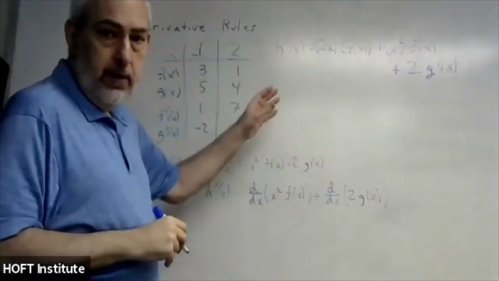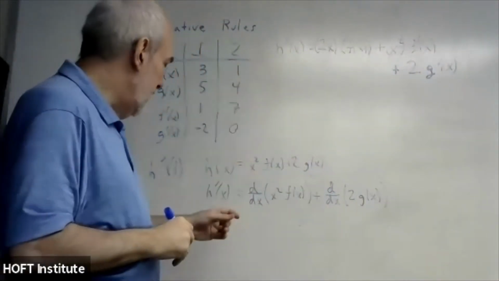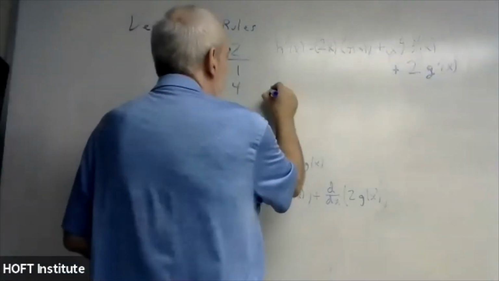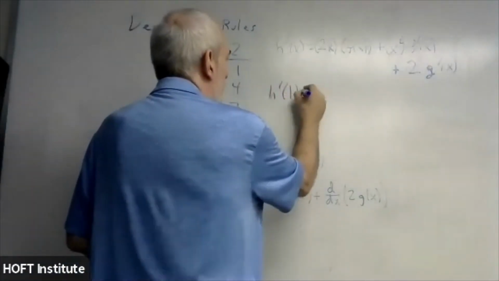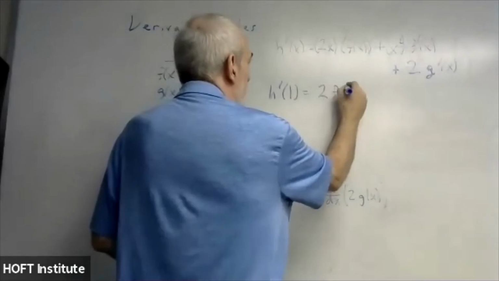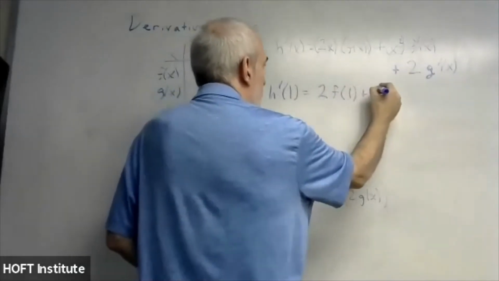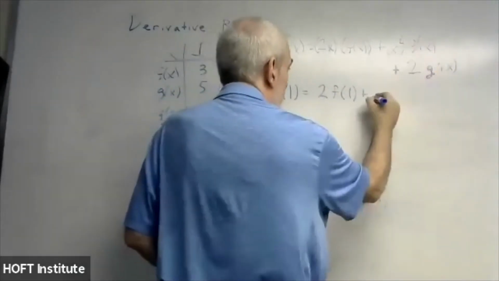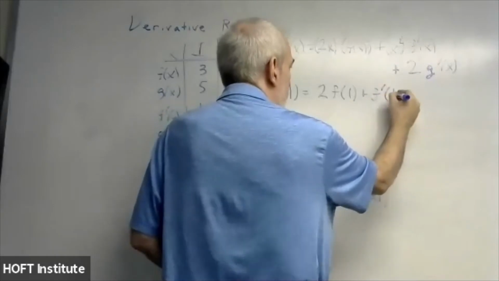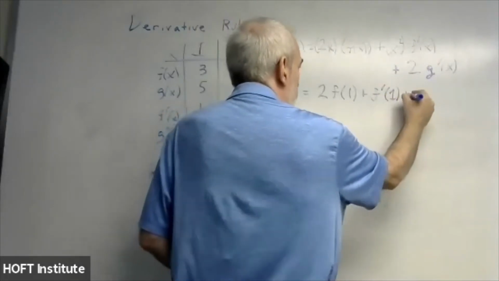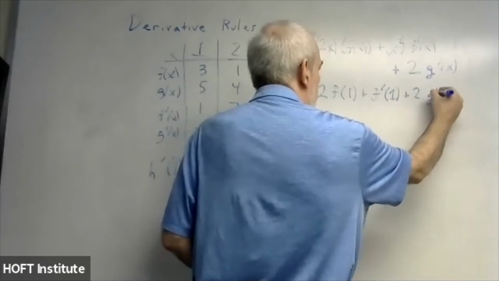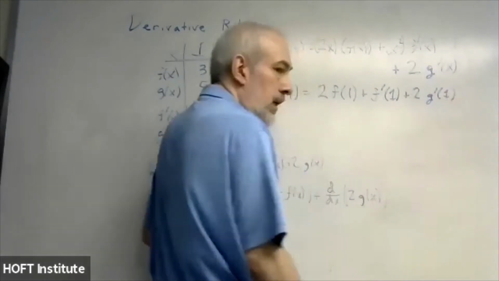Okay. Now that I have this, we can just plug in the number 1. So the derivative of h at 1 is going to be 2 times f of 1 plus 1 squared, which is just 1, times the derivative of f at 1 plus 2 times the derivative of g at 1.